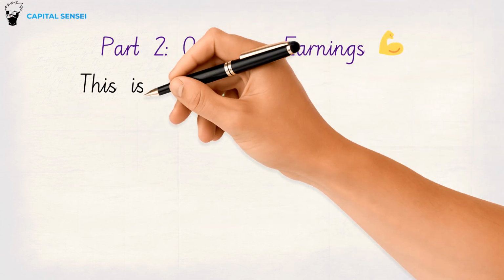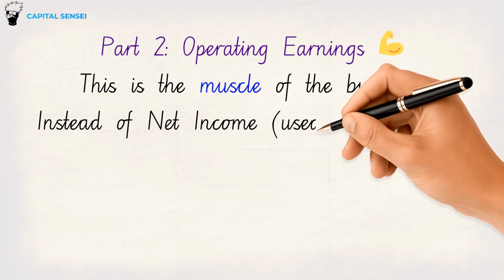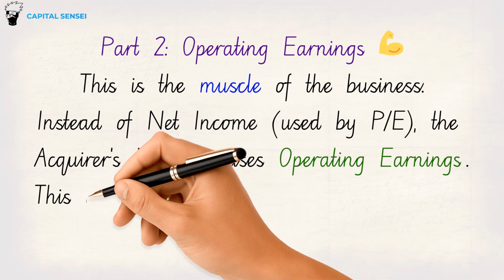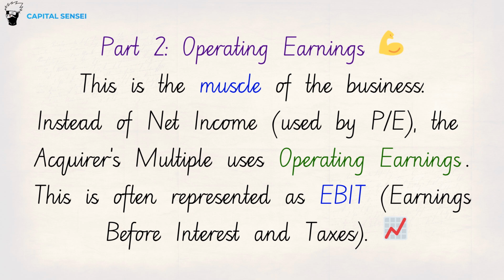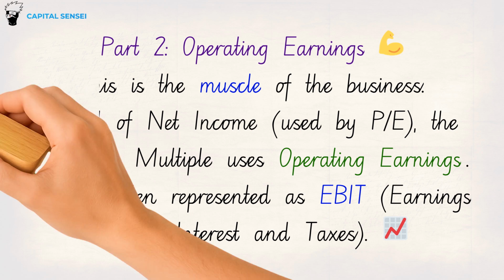Now for the second part of our formula, operating earnings. This is the muscle of the business. While the PE ratio uses net income or the bottom line profit, the acquirer's multiple uses something called operating earnings, which is often represented as EBIT or earnings before interest and taxes.